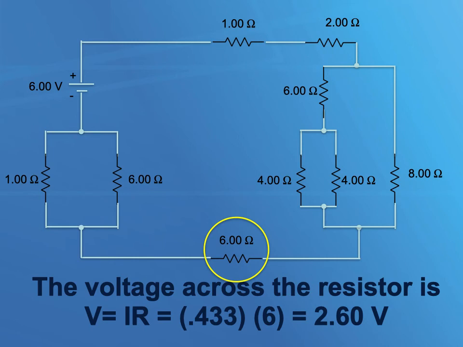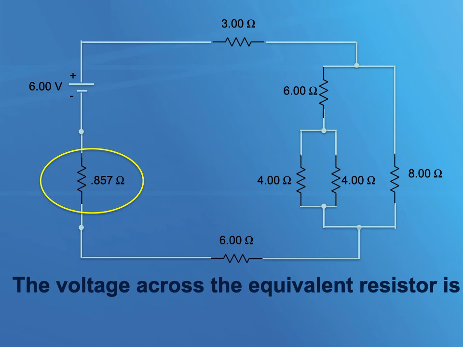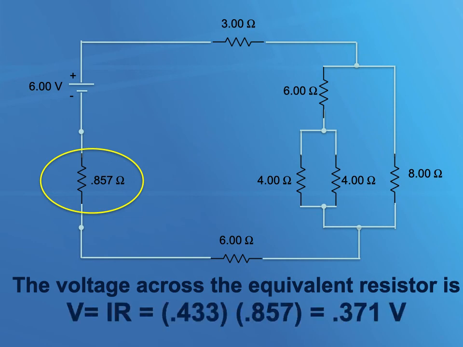Okay? All right. Now we had this at the point where we had an equivalent circuit here. That resistor is the equivalent of 0.857 ohms. So the voltage across the equivalent resistor, okay, this is treating the two resistors as though they were a single resistor. V equals IR. Current is now the same because what we have here is an equivalent with just one path through it. 0.433 amps times 0.857 ohms gives us a 0.371 volt drop. Not a very large voltage drop there, but that's okay.